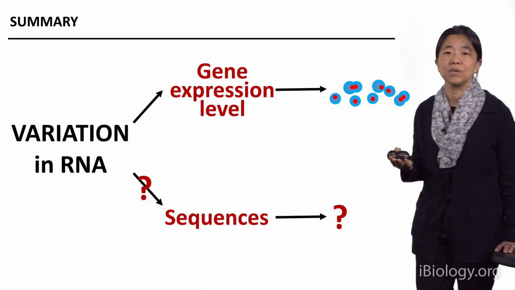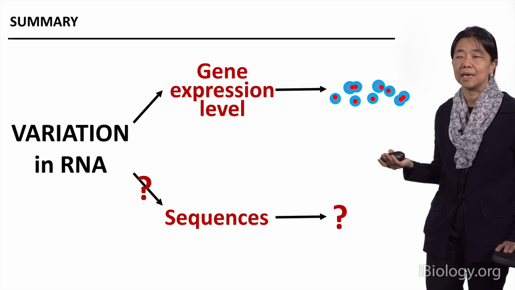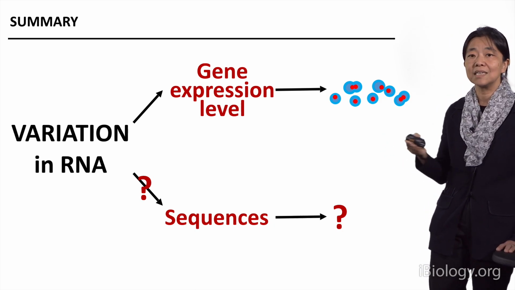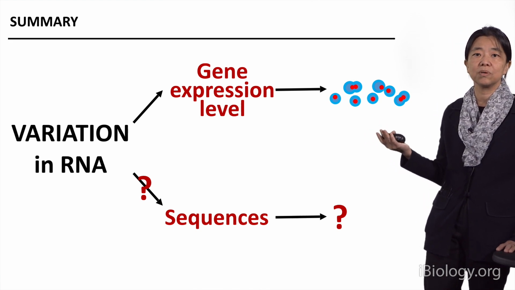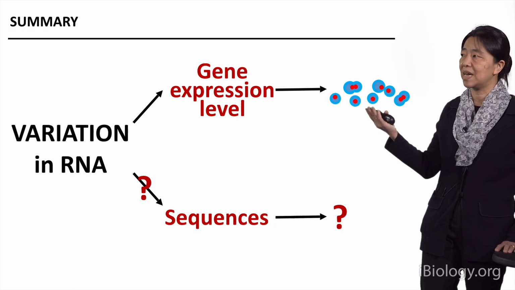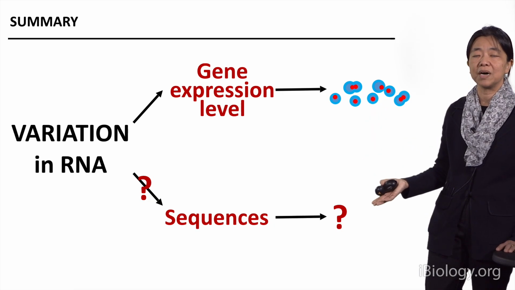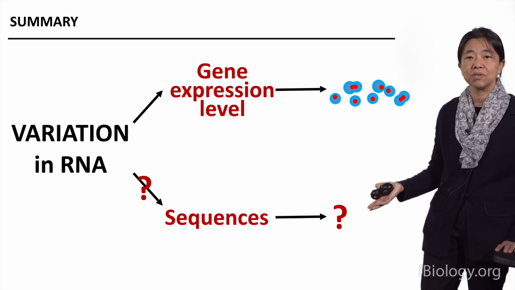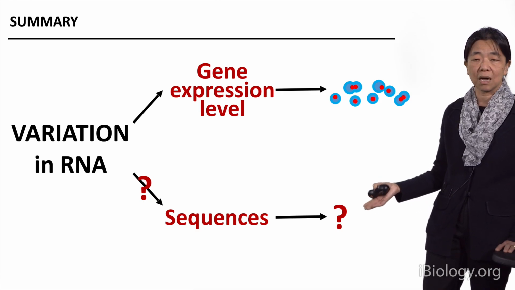So what I've shown you in this section is that there's a lot of variation in RNA, and I described in quite a bit of detail the extent of gene expression level differences across individuals and how that affects cellular phenotypes. What I will talk about in the next two sessions is how RNA sequences differ across individuals and what their phenotypic consequences are.